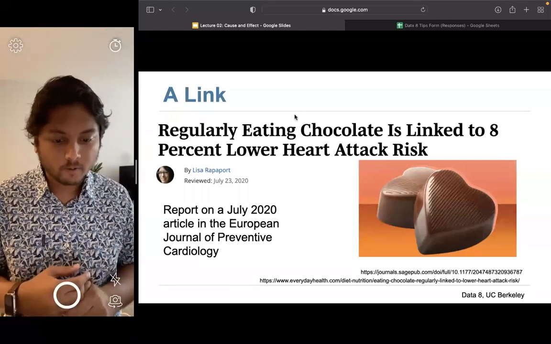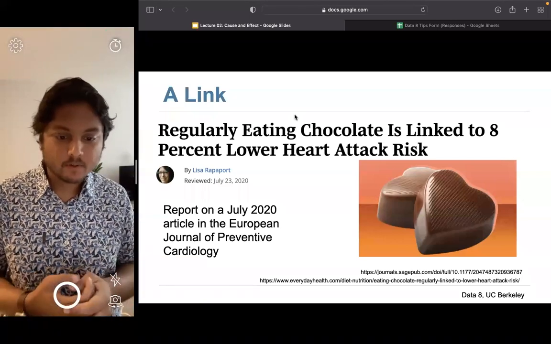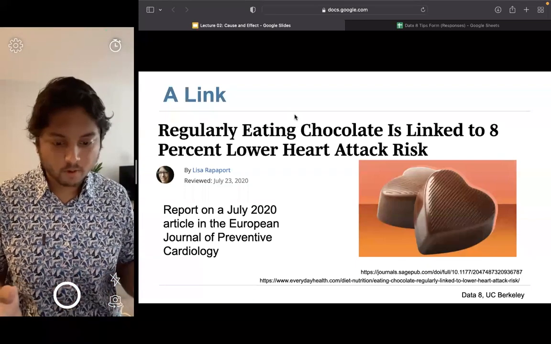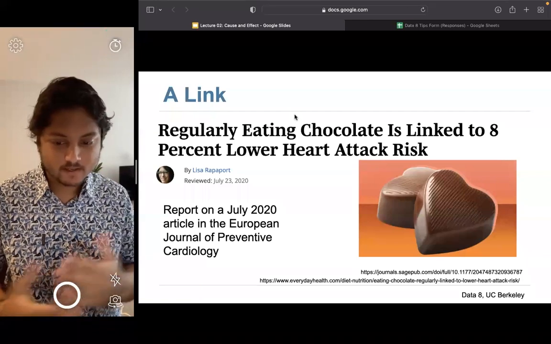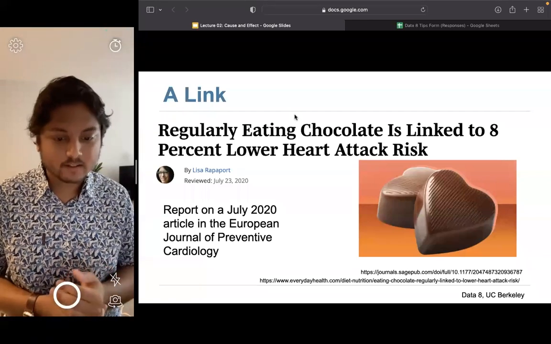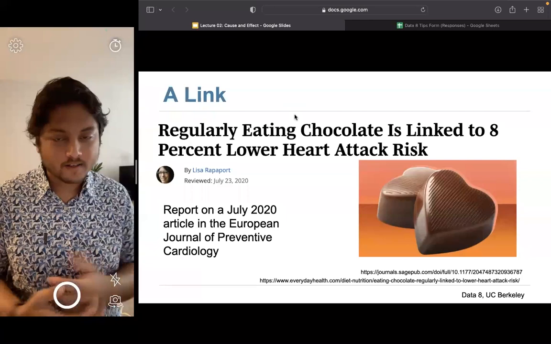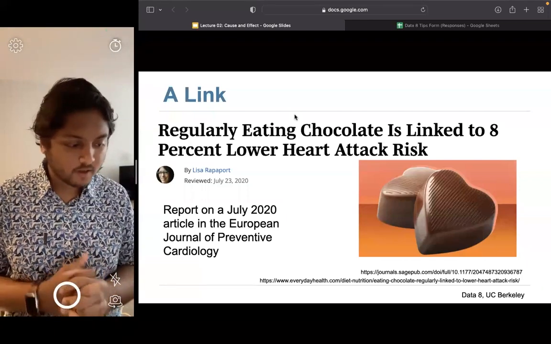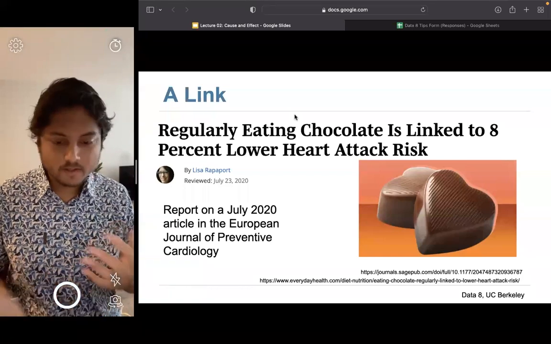And so we're going to be looking at this study as an example. This was published in 2020. It's basically a report, and it says that regularly eating chocolate is linked to 8% lower heart attack risk, right? So that's kind of what we're going to be going off with. And so what does this exactly mean?